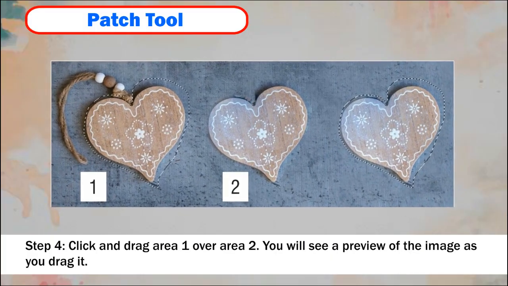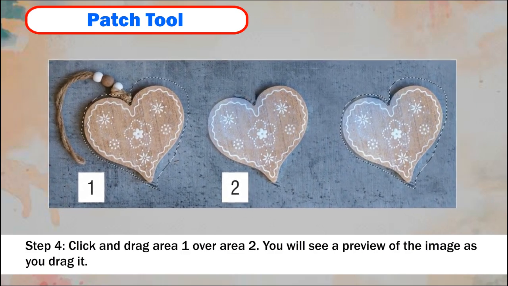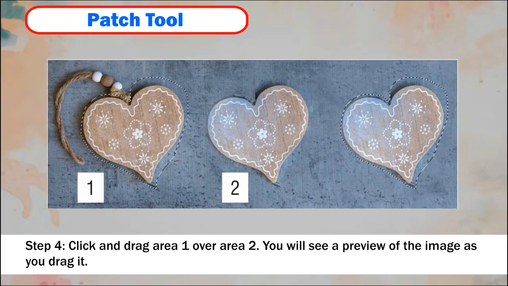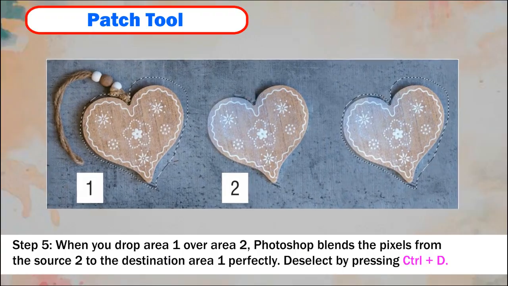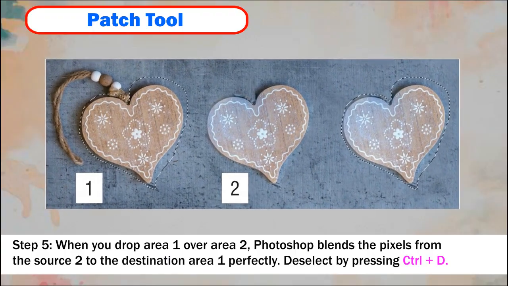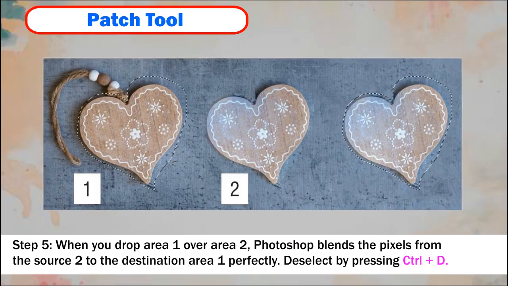Step 4. Click and drag area 1 over area 2. You will see a preview of the image as you drag it. Step 5. When you drop area 1 over area 2, Photoshop blends the pixels from the source to the destination area 1 perfectly. Deselect by pressing Ctrl+D.